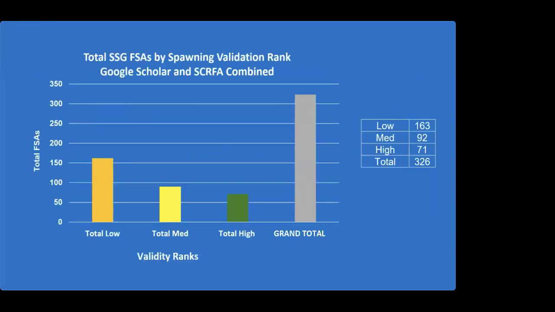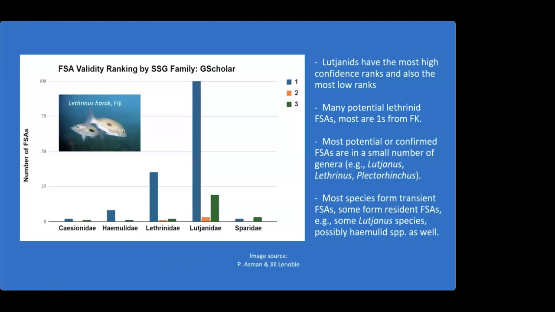What patterns were developed from this study? Or I should say identified. The total SSG spawning aggregations by spawning validation rank are presented here for Google Scholar and SCRFA databases combined. And as you see on the bottom right table, the total number of FSAs identified was 326 for snapper, seabream, grunt, emperor, threadfin bream, and fusiliers, with the threadfin breams not having any identified yet. All the other families do. More on that coming.